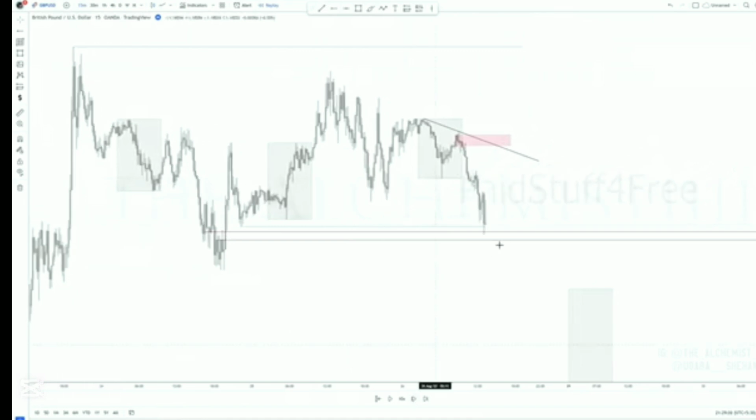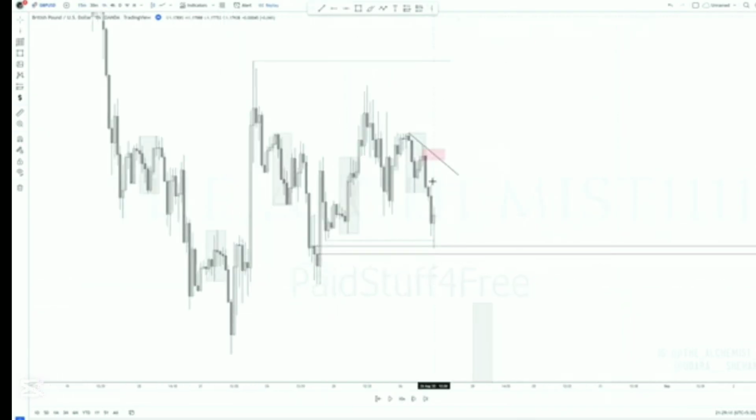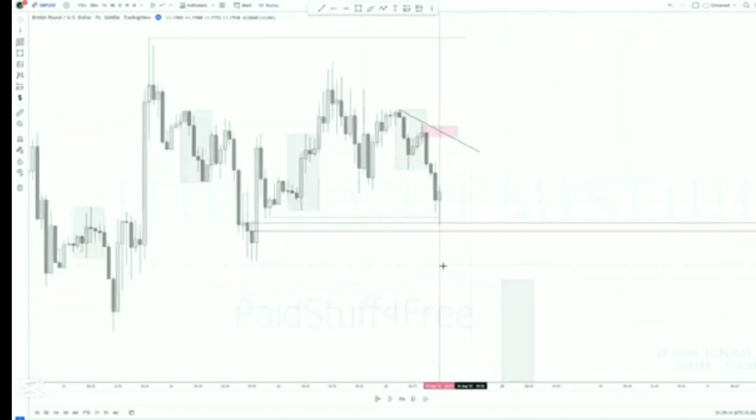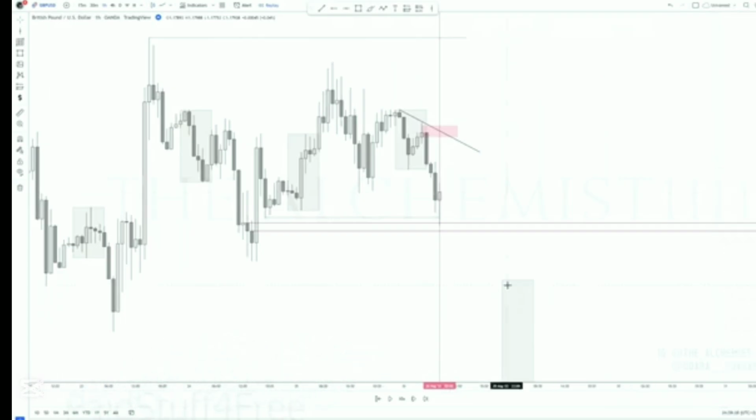Okay, there it comes, taps right into it. And then the next thing we take into consideration is what? Timing. So now look at this one. This is London Open. 12:30 p.m. is when London opens for me. If I set it to London time, you can see that is at 8 a.m. Can you see it? Right at 8 a.m. London time, a sweep of the Asian low.